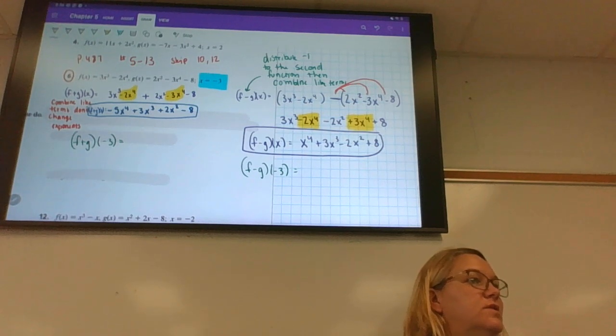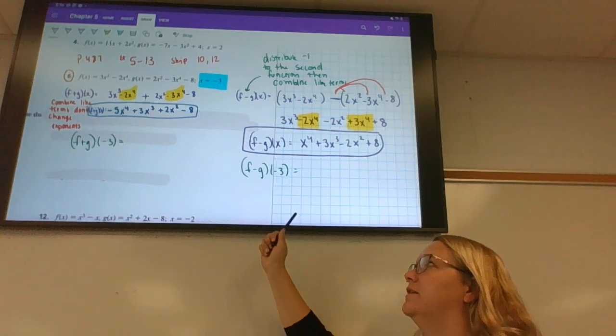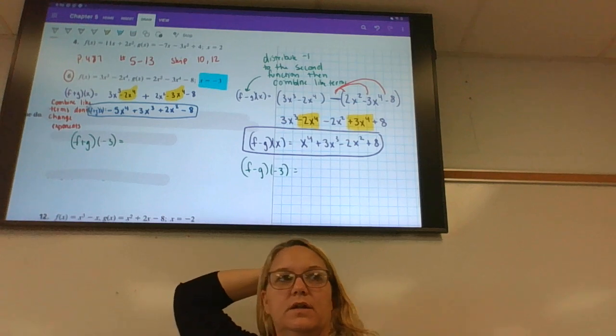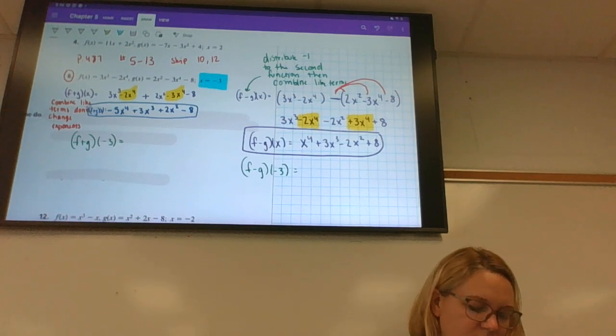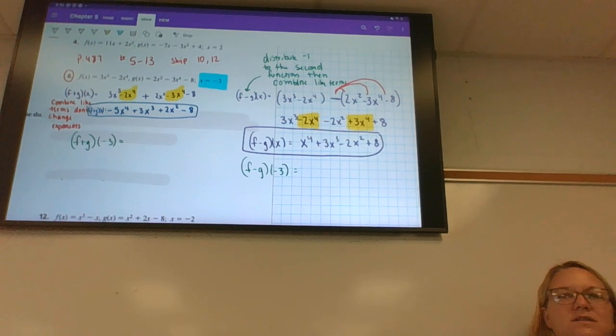The mistake is students just jump right into plugging in negative 3 and they never do this first part, and they only get half credit. The first part's honestly more important than the second part.